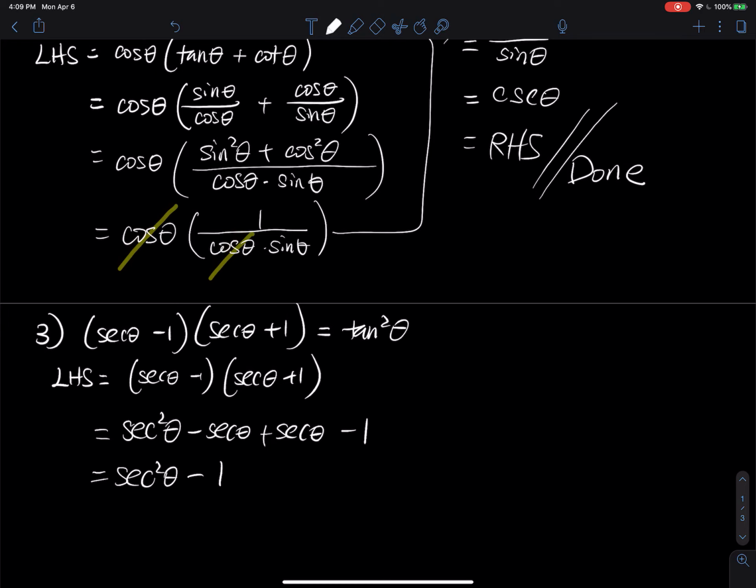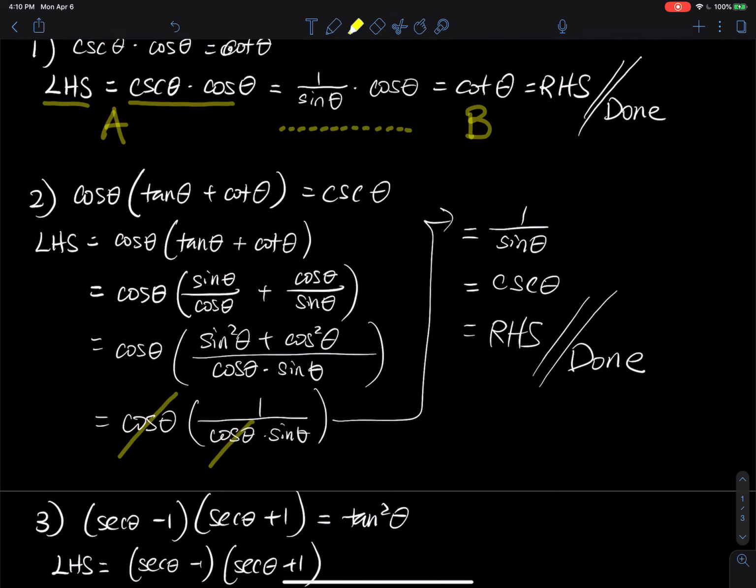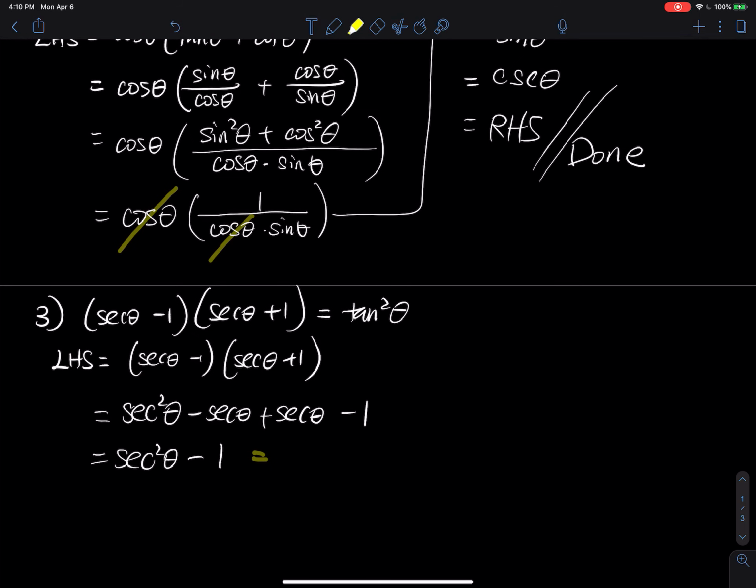What is this? You don't remember, right? It's fine. We go back and take a look at the Pythagorean identity. Secant square, that's the one in the middle. Secant square minus 1 equals tangent square. So that is equal to, oops, use the right pen, tangent square theta. That is your right hand side, and then the proof is done.